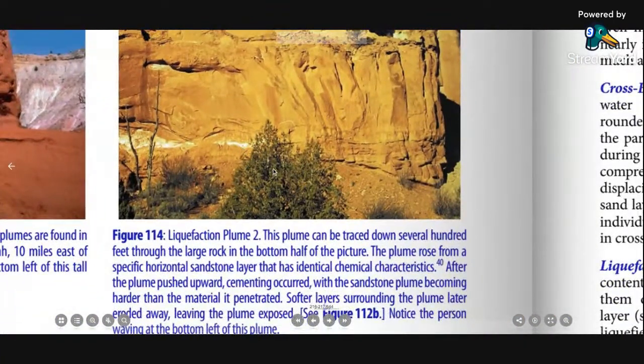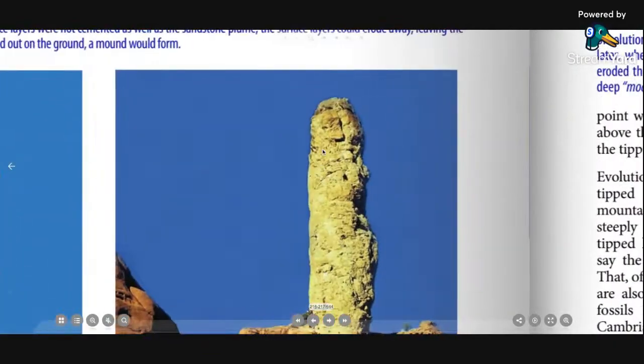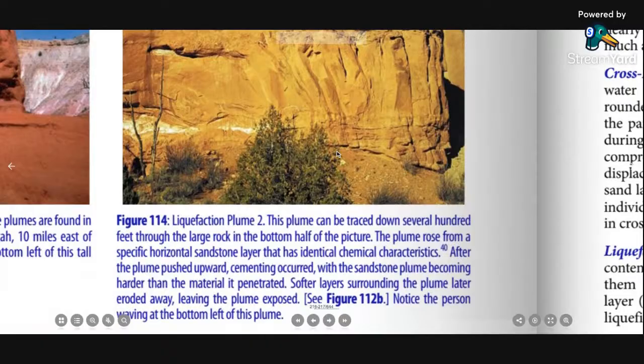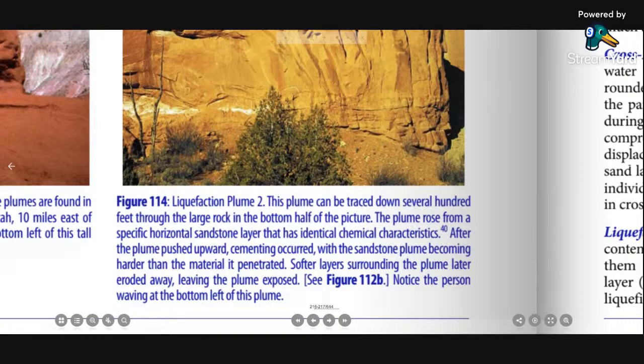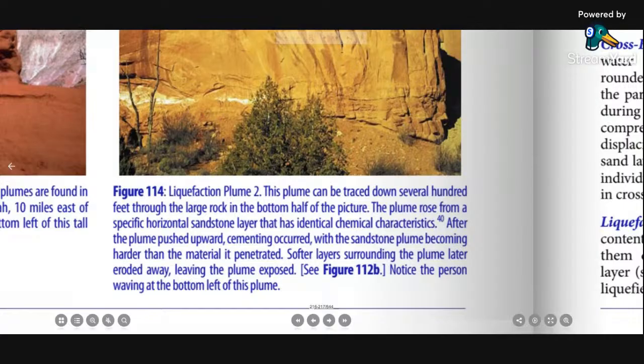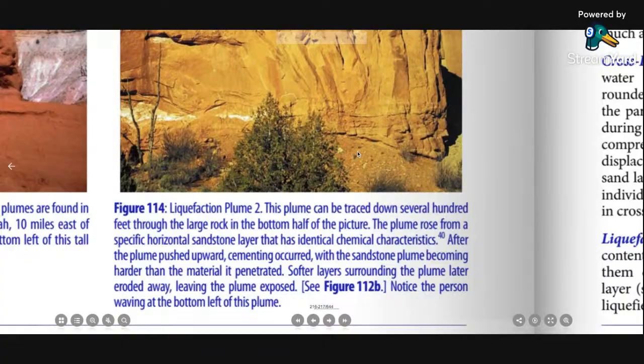Liquefaction plume 2. This plume can be traced down several hundred feet through the large rock in the bottom half of the picture. The plume rose from a specific horizontal sandstone layer that has identical chemical characteristics. After the plume pushed upward, cementing occurred, with the sandstone plume becoming harder than the material it penetrated. Softer layers surrounding the plume later eroded away, leaving the plume exposed. Notice the person waving at the bottom left of this plume.